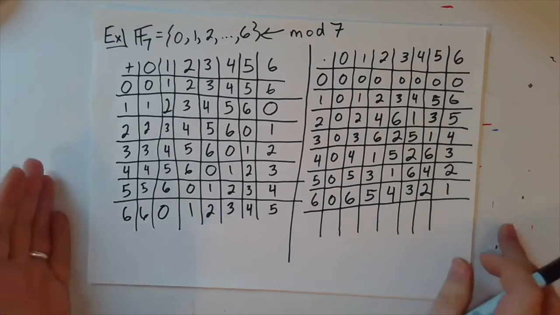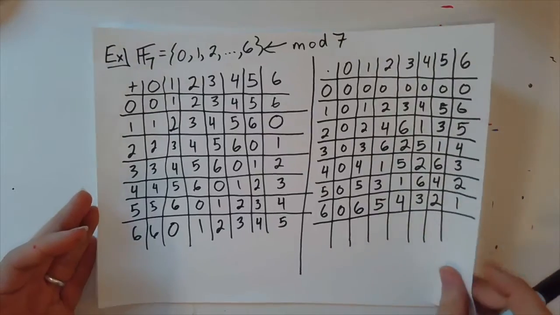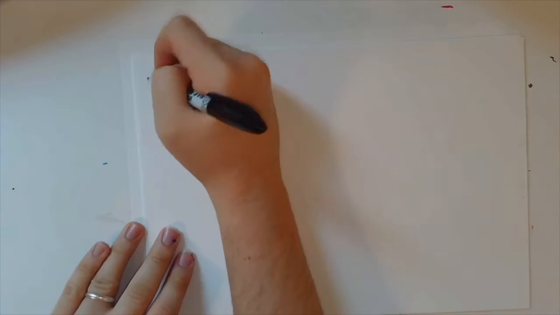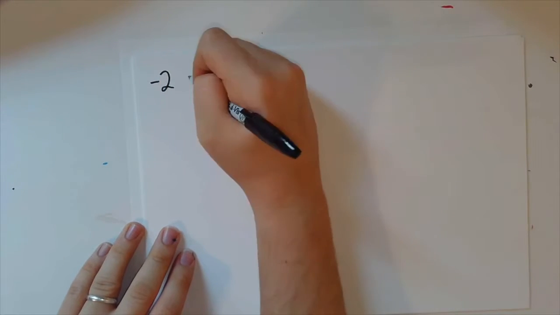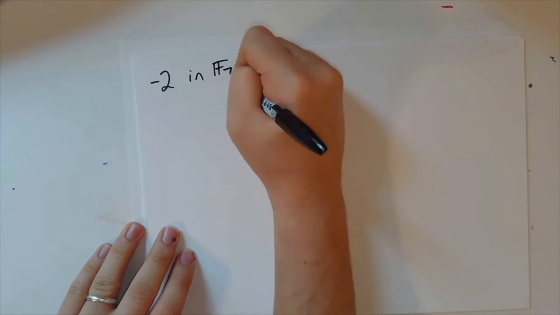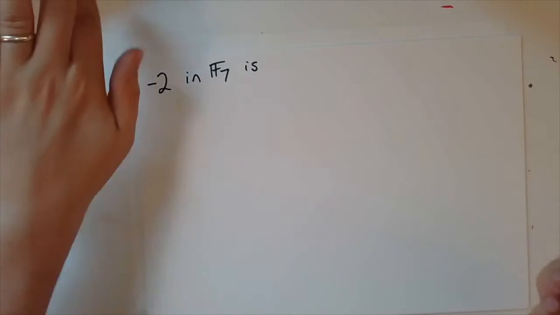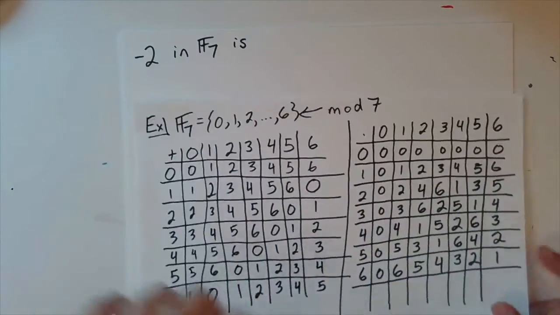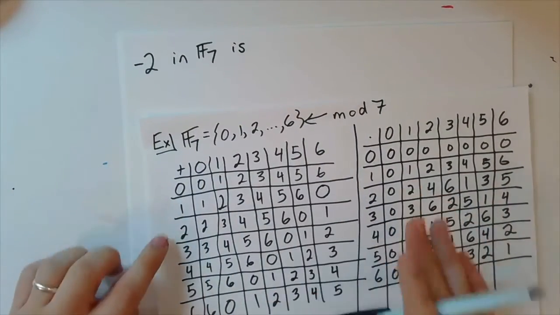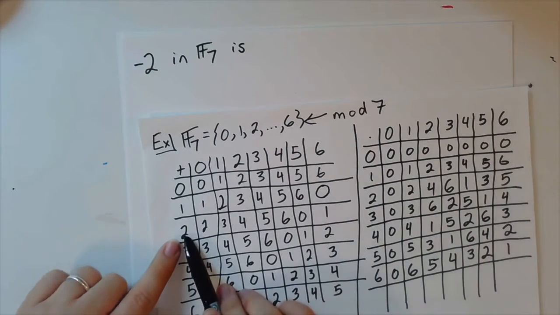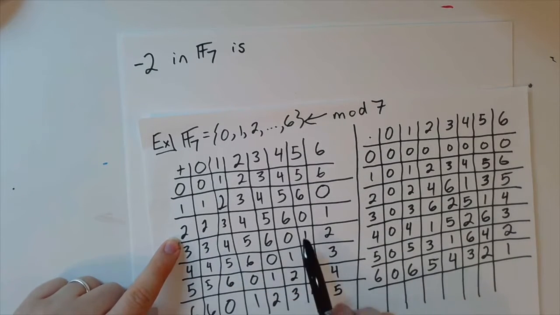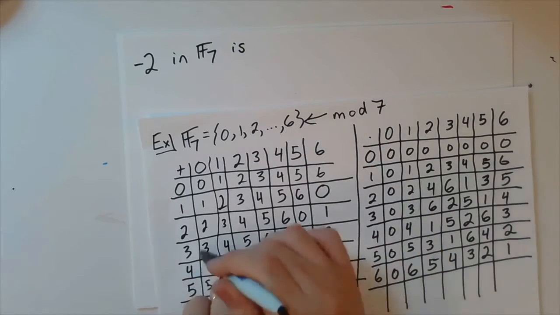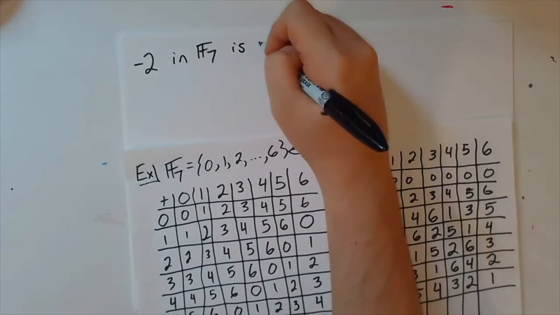And so I'm allowed now in this field to calculate all sorts of things. So if someone wants you to calculate in F7, for example, the number minus 2, well, that would be the additive inverse of 2, right? That's what minus 2 means. So that's the thing that I add to 2 to get 0, which I see here is 5. So minus 2 in F7 just is 5.